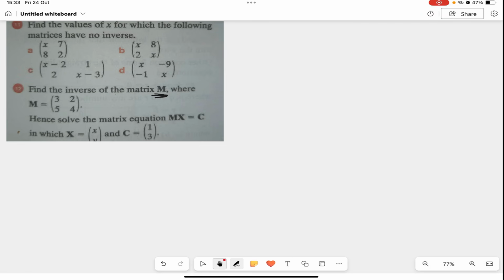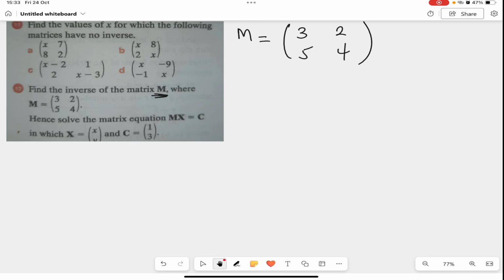It's a very easy one, so let's see what we can do. For the inverse, M is 3, 5, 2, 4. The formula for the inverse is 1 over the determinant of that matrix times the transpose of the cofactor, which is the adjoint of M.